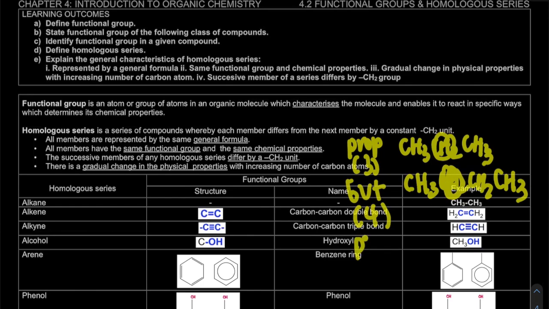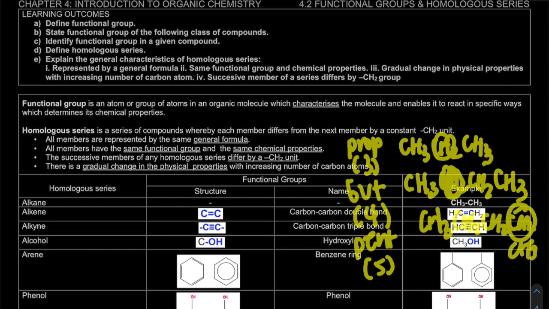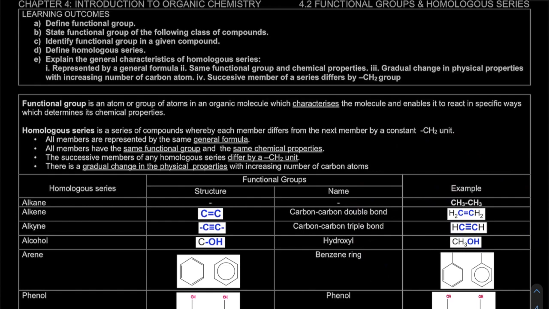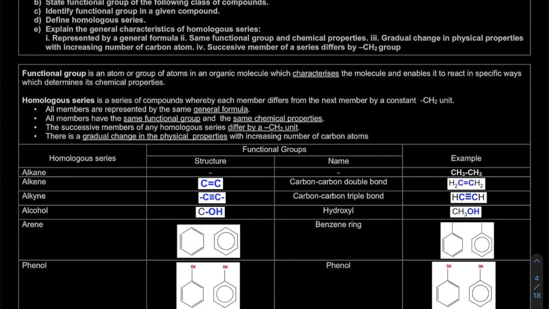If you have your pentane, it's 5. Pentane has CH3, CH2, CH2, CH2, CH3. So you're adding one more CH2 unit. Okay, and then there is a gradual change in the physical properties with increasing number of carbon atoms, which we will be discussing later, when we learn specifically about your functional group. Okay, so that is the definition. So without further ado, let's look for the examples.